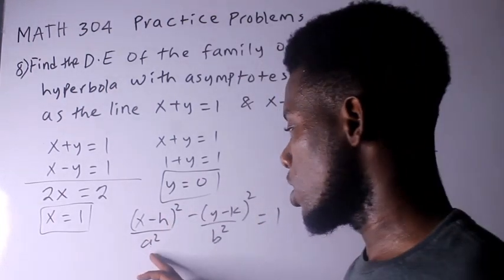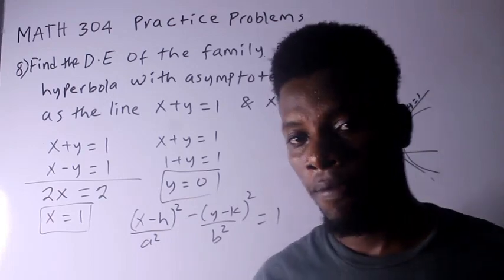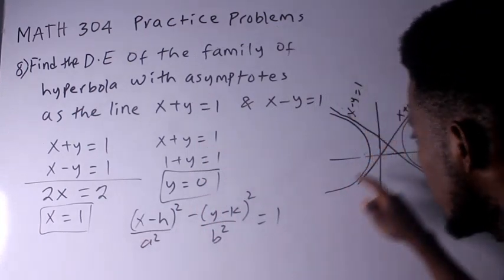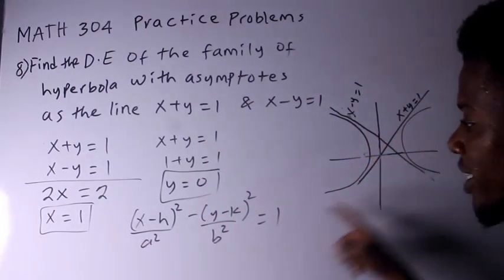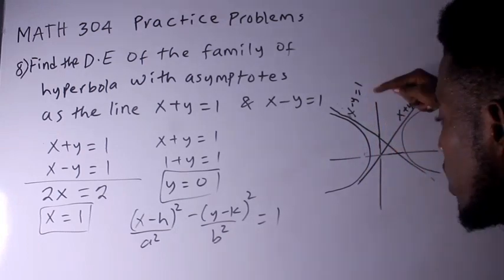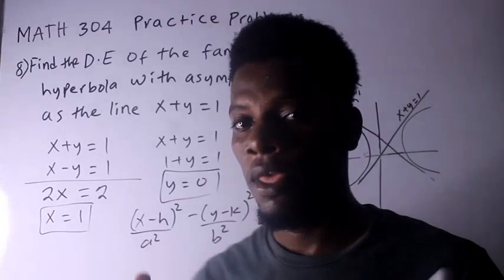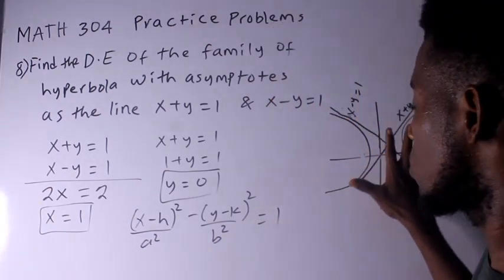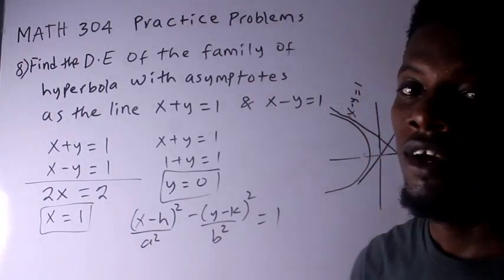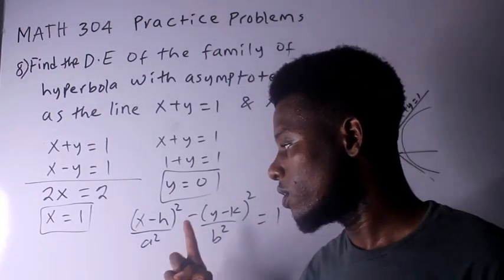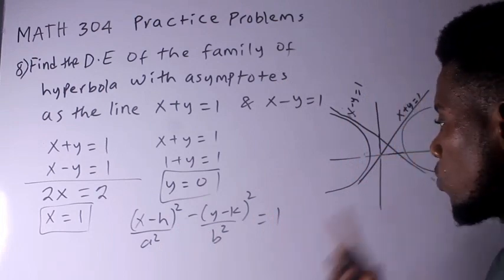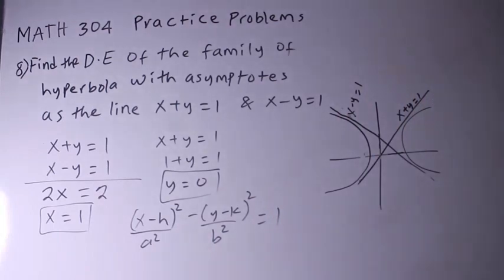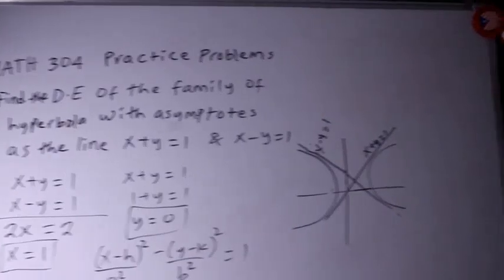But remember, a and b are the vertices. So this a is the vertex on the horizontal axis, and this b is the vertex on the vertical axis. So a and b, in most questions, are different. They have different values, but specifically for this question, a and b have the same value. So whatever value goes for a is the same value that goes for b. And we can continue the solution to the question right up there.